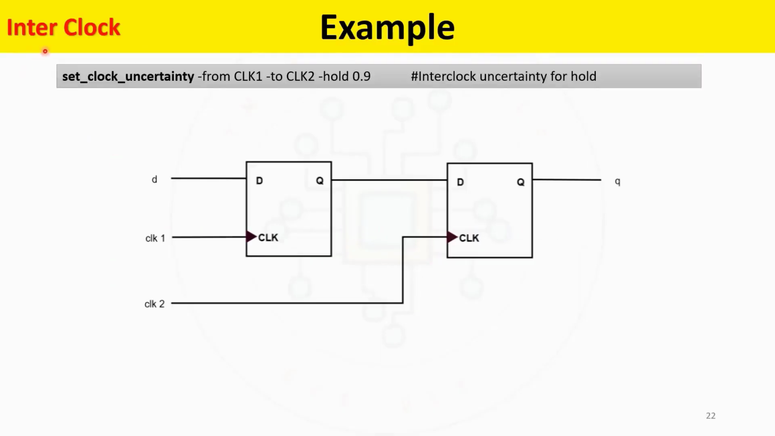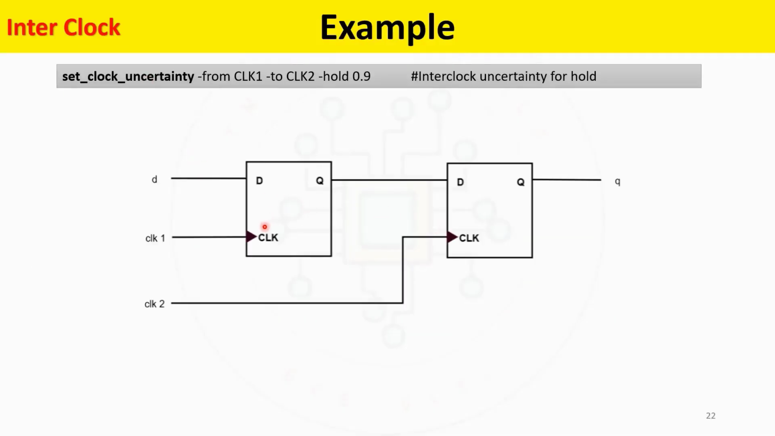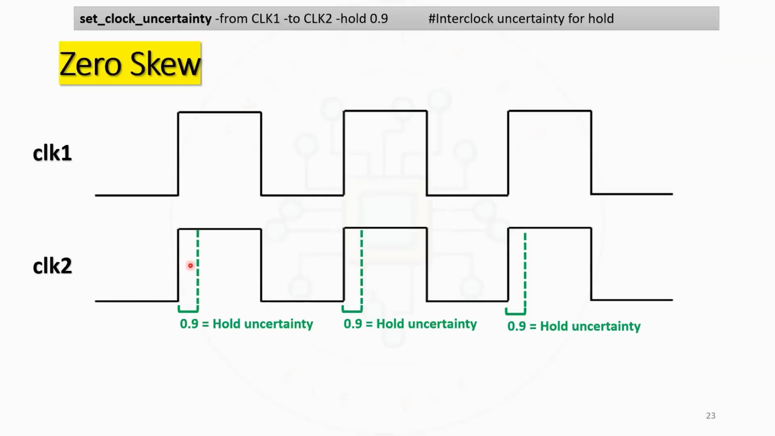One more example regarding inter-clock. As I already told you, two different clocks will be applied to two different clocks. Here I am going for -hold, so only hold uncertainty will be there, that is 0.9. Again we are seeing three cases. According to the waveform, we shall see how it looks for zero skew, positive skew, and negative skew. For zero skew, the waveform looks something like this, and here I have indicated the hold uncertainty value.